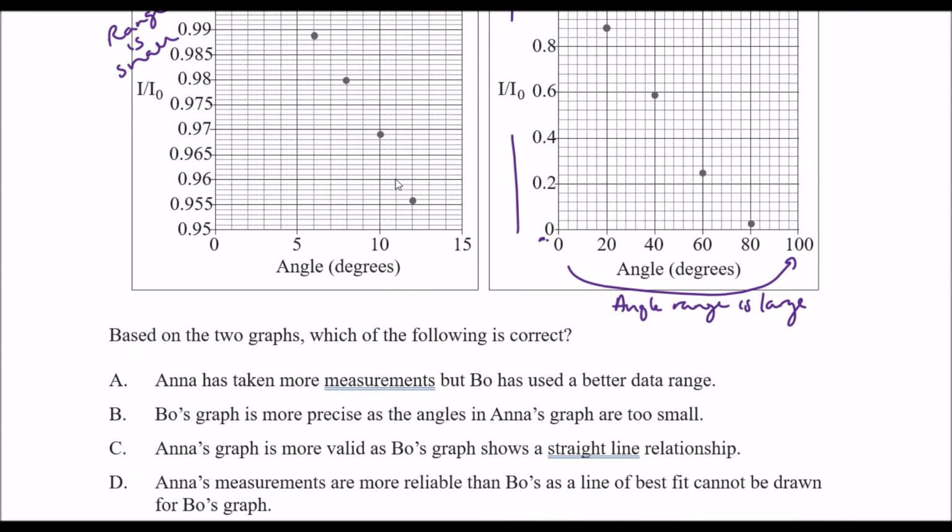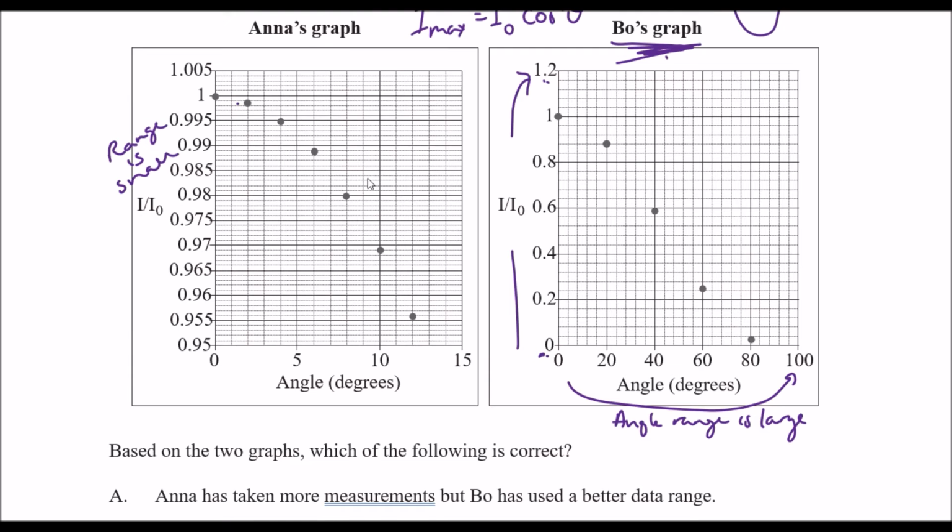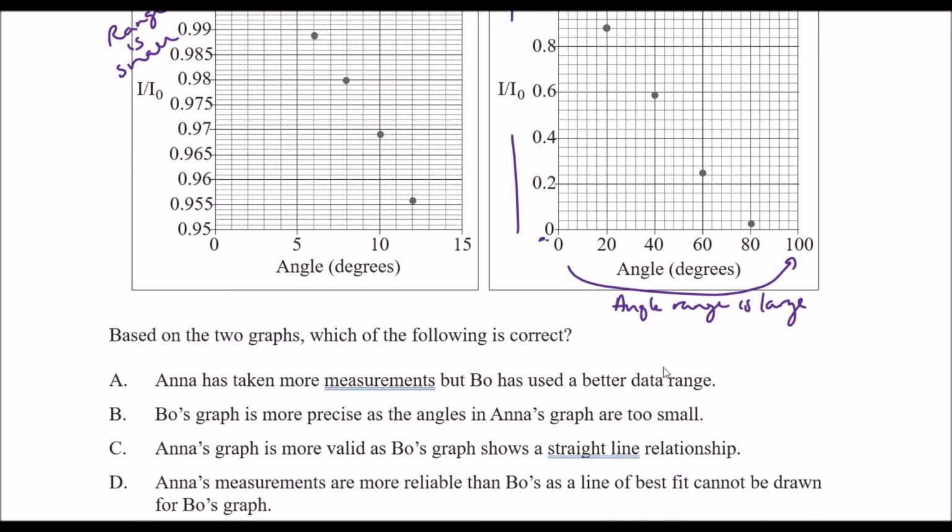So Anna has taken more data points than Bo, but Bo has a better data range. That is true. But let's read the other ones just in case, if there is a better one. Bo's graph is more precise as angles in Anna's graph are too small. So again, it talks about the precision of the angles.